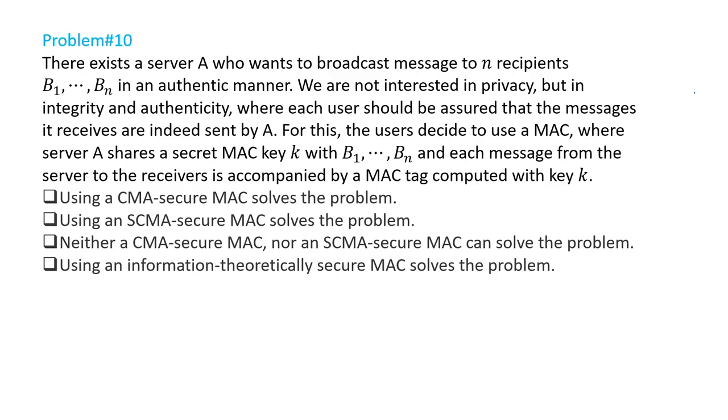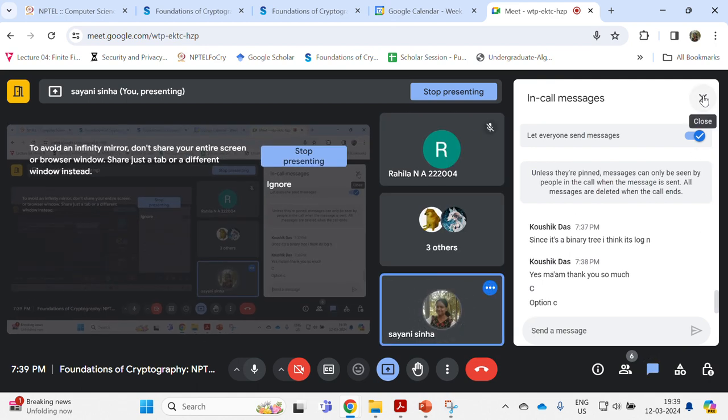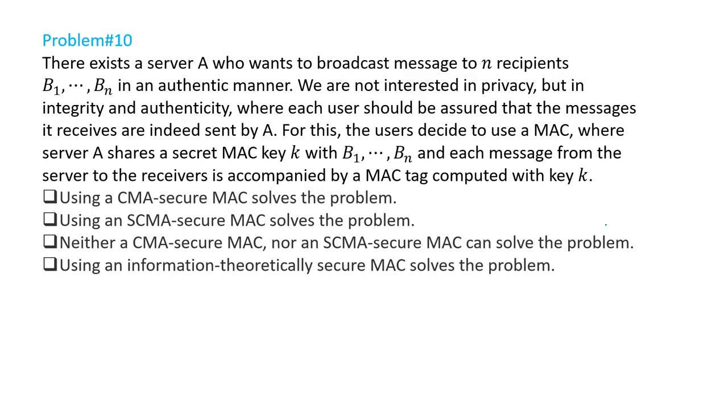Coming back to this question on MAC, what is your thought on this? All the parties have the same key k. So do you think that whenever a recipient Bi gets some message and its corresponding tag t, Kaushik is saying C. Yes, you are correct actually. Neither CMA secure MAC nor SCMA secure MAC can solve the problem, because the problem is the fact that everyone is sharing the same key k.